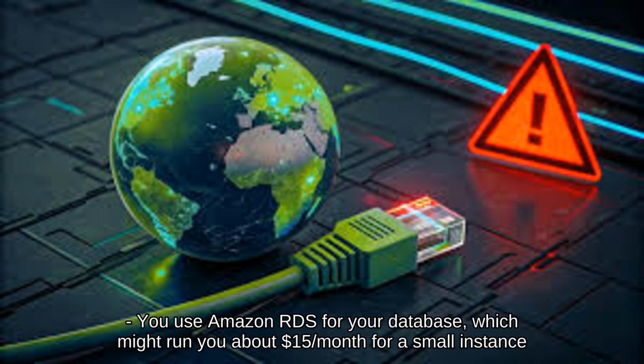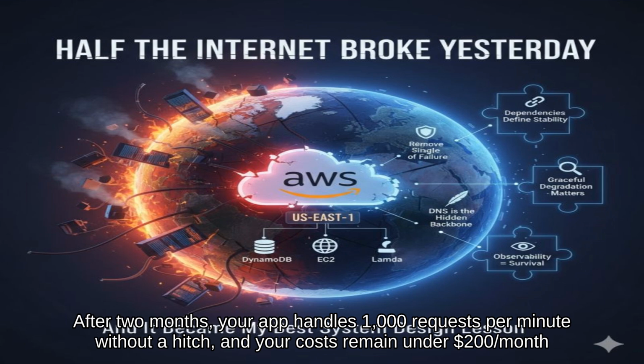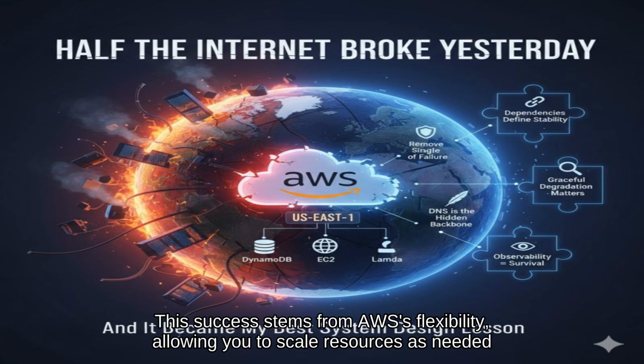As your initial users grow from 100 to 1,000 in a month, you configure auto-scaling on EC2 to manage traffic spikes. After 2 months, your app handles 1,000 requests per minute without a hitch, and your costs remain under $200 per month. This success stems from AWS's flexibility, allowing you to scale resources as needed.